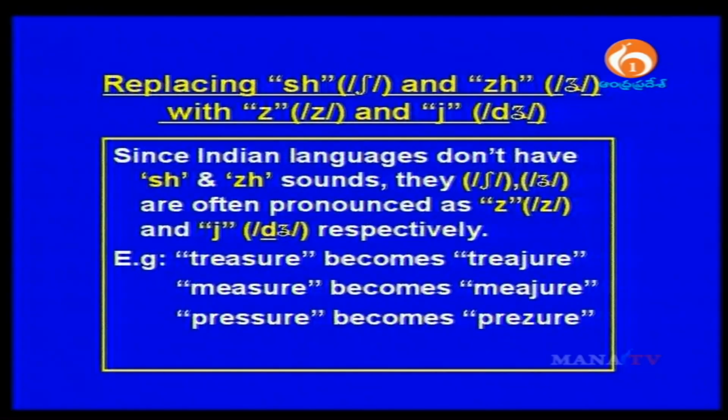There is also replacement of sh and j with z and j. Why does this happen? This happens because most of our Indian languages do not have these sounds, as I mentioned in the lesson on consonant sounds. Treasure, for instance, becomes trejar. Measure becomes mejar. Pressure becomes prejar. We talk about pressure cookers and not pressure cookers. What a world of difference it makes.